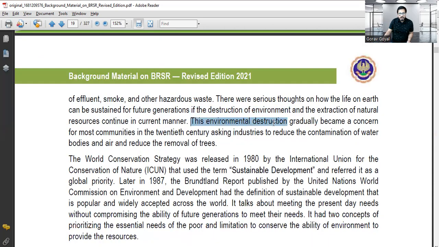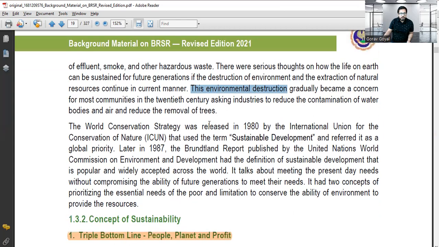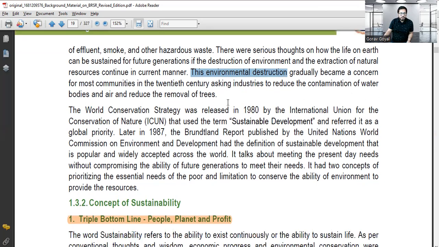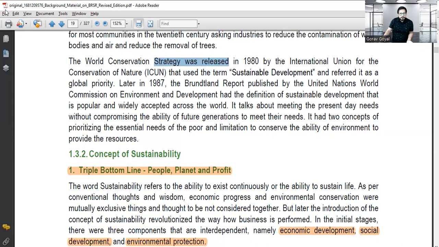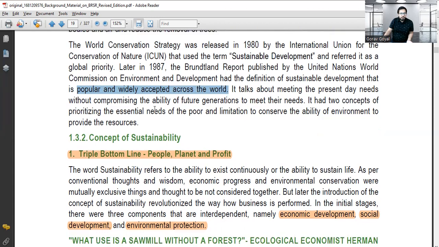The destruction of the environment gradually became a concern for most communities in the 20th century, asking industry to reduce the contamination of water bodies and air, and reduce the removal of trees. So the World Conservation Strategy was released in 1980 by the International Union for the Conservation of Nature, IUCN. The term sustainable development became a global priority, which we discussed already. So it is very widely popular and accepted. It has two concepts: prioritizing the essential needs of the poor, and the limitation to conserve the ability of the environment to provide the resources.